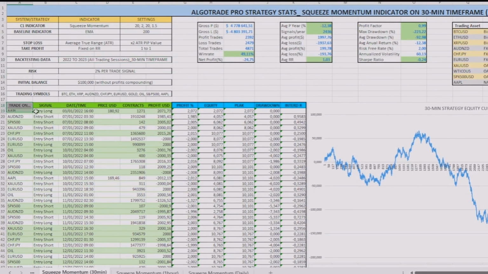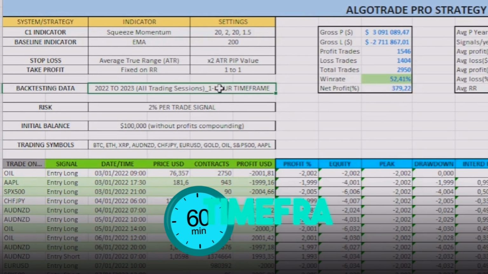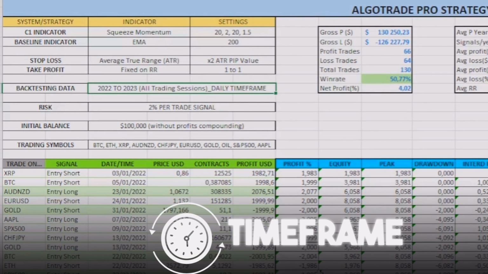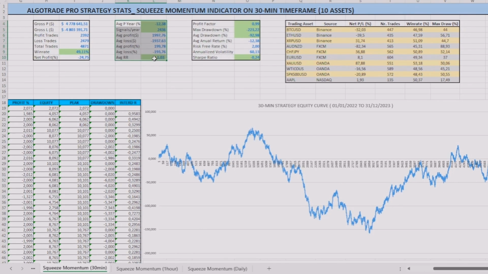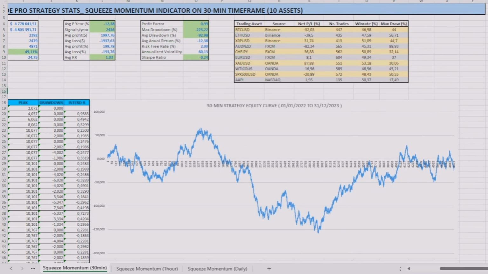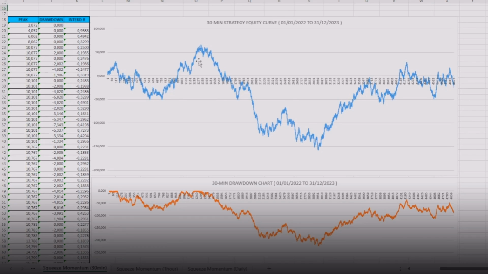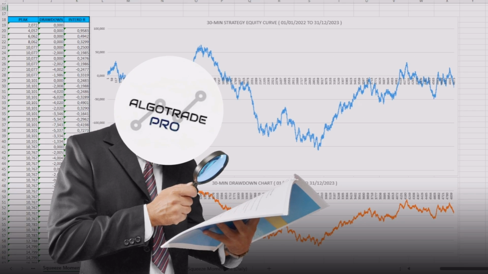After inserting all the trades on my trading journal, here I got the results of the squeeze momentum indicator on the 30-minute time frame, here on the 1-hour one, and next to it on the daily time frame. In the 30-minute time frame, after more than 4,800 trades, it achieved a win rate of 49.11% and a net loss of 24%. Here you can check other metrics and also the results of every single asset. And by looking at the equity chart, we can verify that in this time frame, this indicator is not efficient and gives unstable results. But let's continue our analysis.